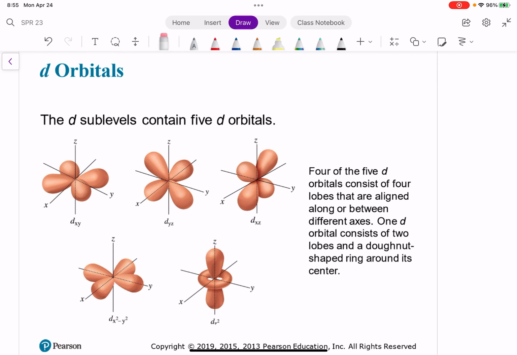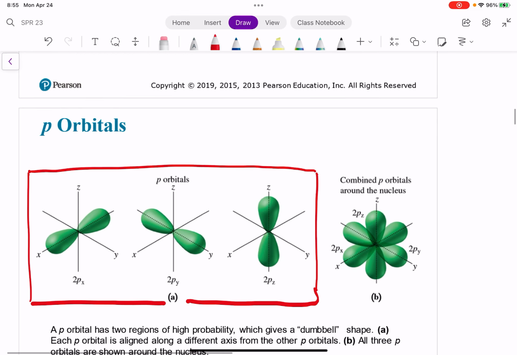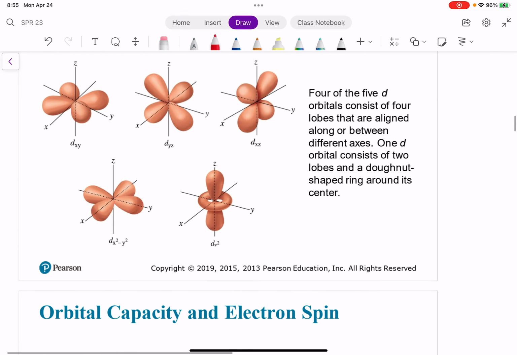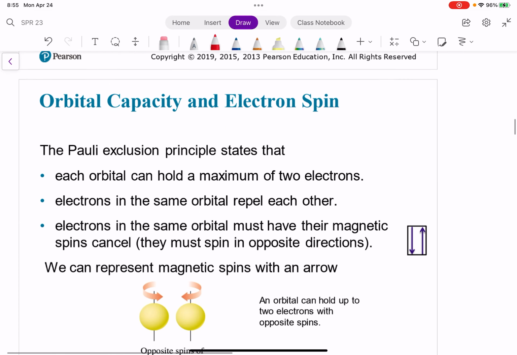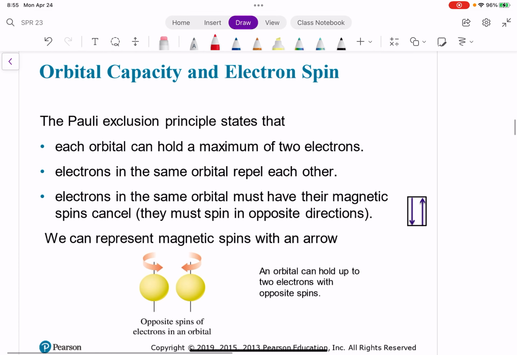Again, you don't need to know how to draw these. We're really only going to work with S and P orbitals in our class, but it is important to know in the future. And I do want you to know that they exist, okay, and that there are 5 of them.